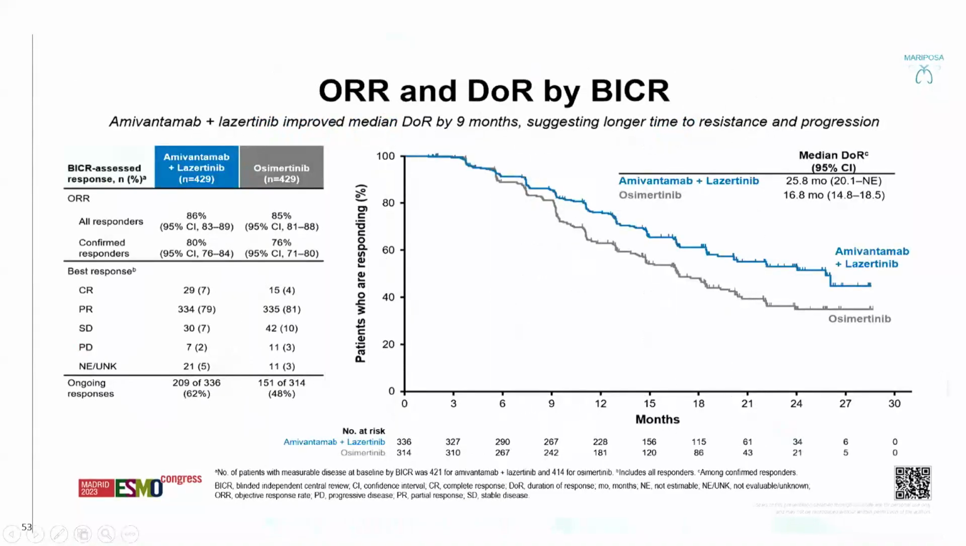The overall response rate and duration of response by BICR is significantly better with amivantamab plus lazertinib. The CRs are also significantly more frequent in this group compared to osimertinib. That's 29 versus 15, that's 7% versus 4%. And PR is 79% versus 81%. But if you see the curves, they're starkly separated, and the initial separation was also noted. So maybe in future, we will use amivantamab plus lazertinib alone. Next slide.